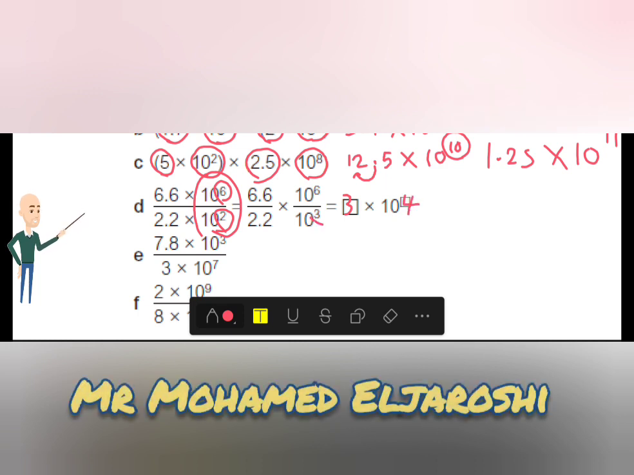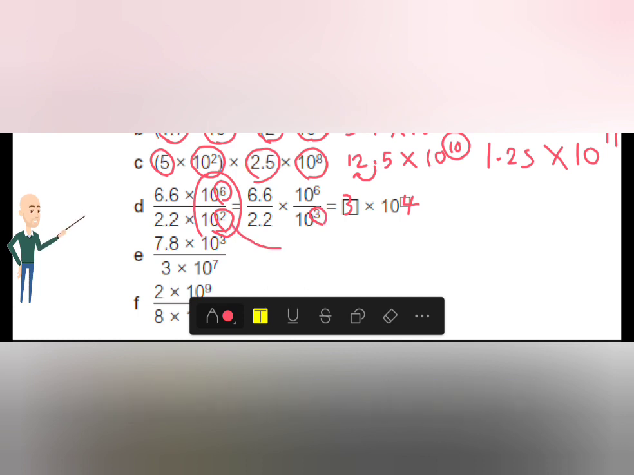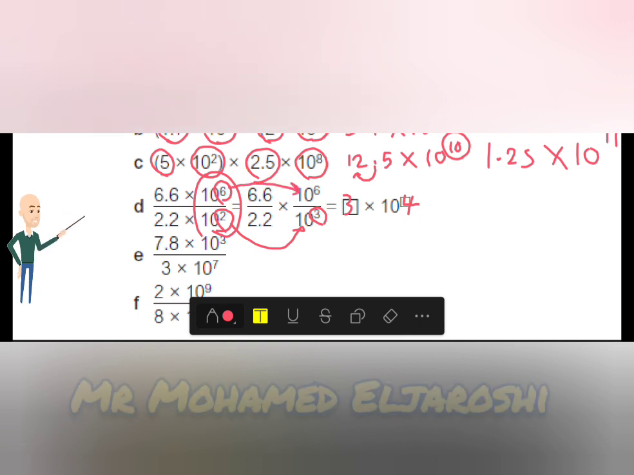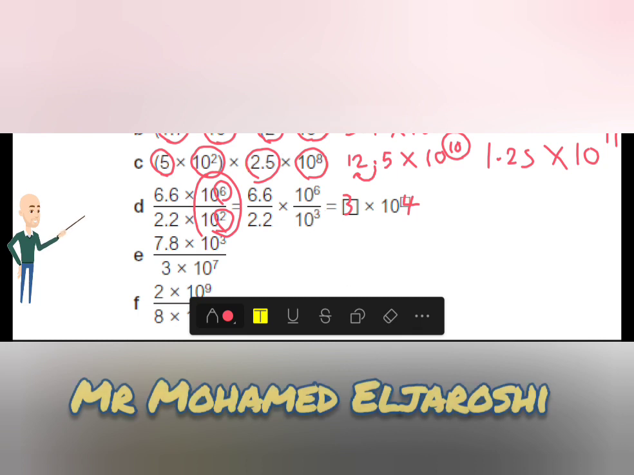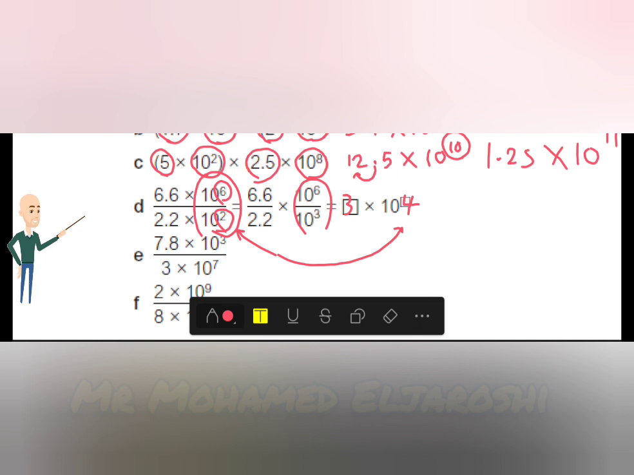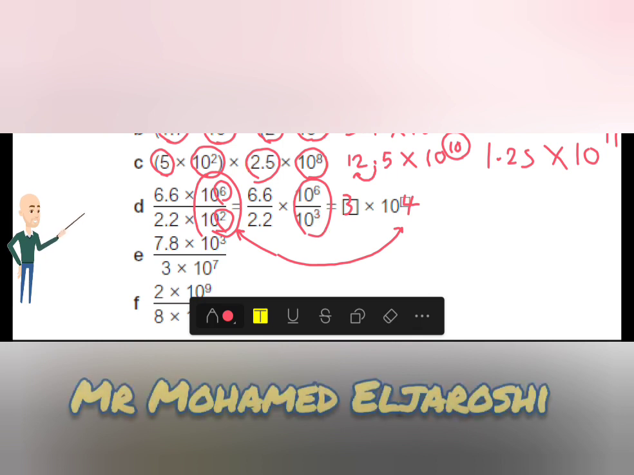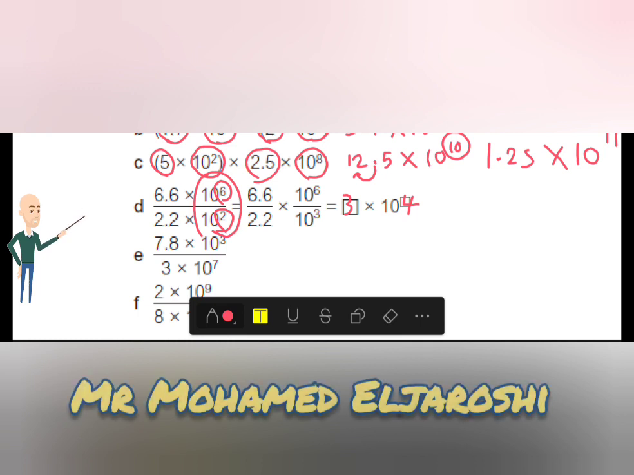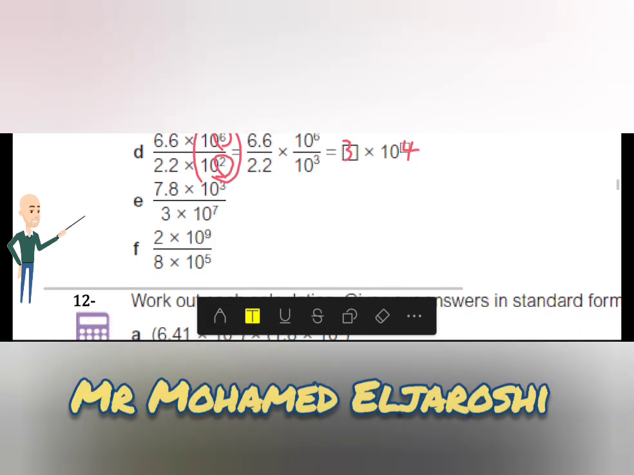I think this is a mistake. They put 10 because this one's supposed to be here, and this one is here. So I think it's a mistake, yeah. So when we divide, we subtract the powers. Very good. I took this question and I answered here. I don't know about this one. I think it's a mistake, so don't worry about it. Okay. So we subtracted the powers, we got 4. Good job. Now let's take a look at question E.